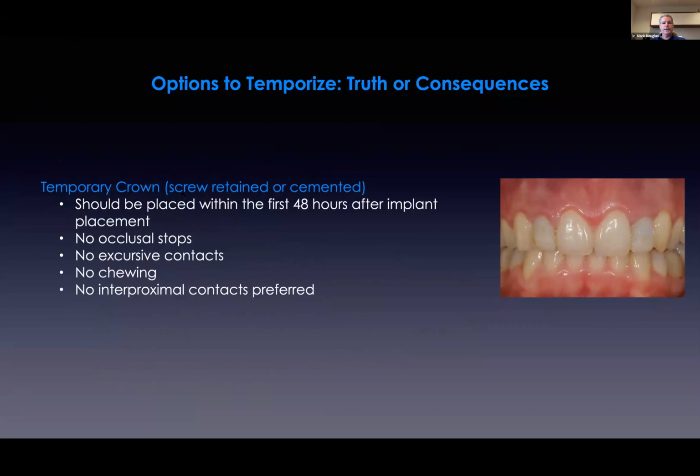The temporary crown should be placed within the first 48 hours after implant placement in order to maintain gingival margins. There should be no occlusal stops on your temporaries. There should be no excursive contacts on your temporaries. Instruct the patients not to chew on those things, tell them they're decoration only. And the contacts with the adjacent teeth should be very light, if anything.